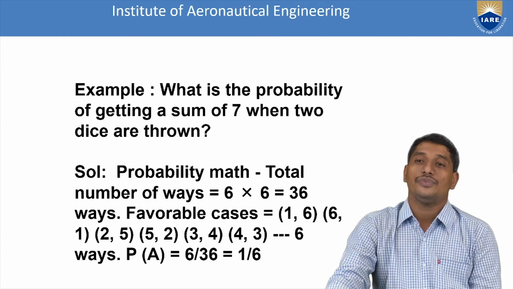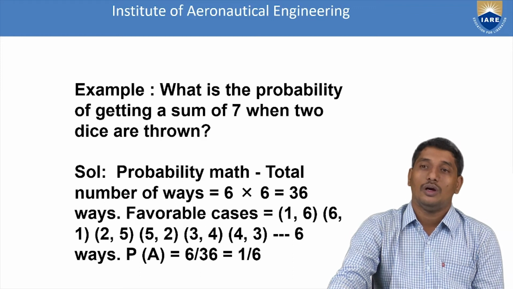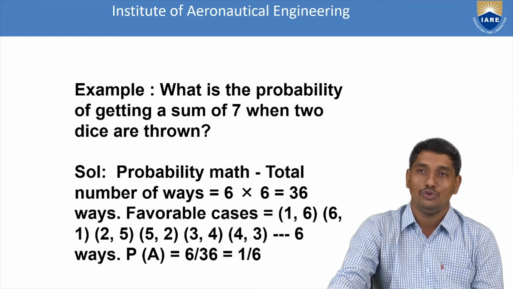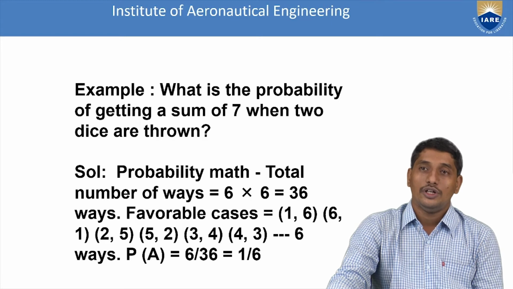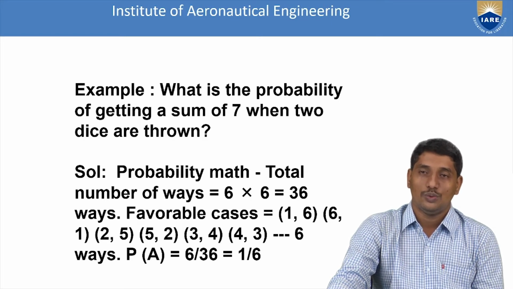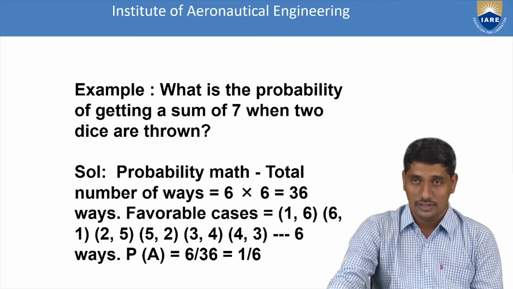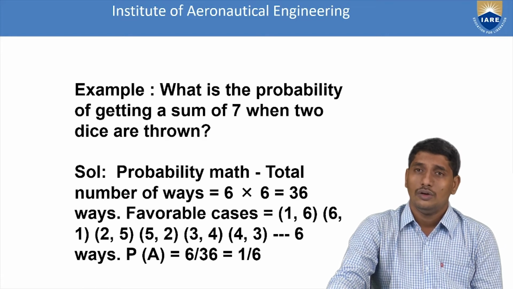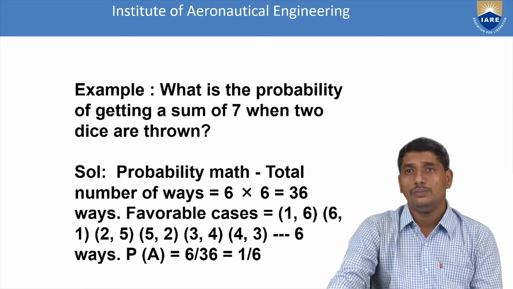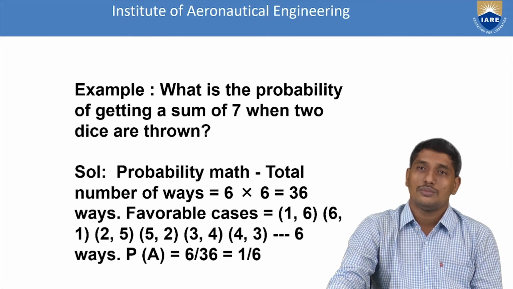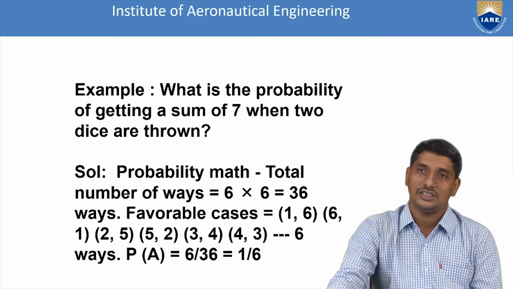If you list them, the pairs will be 1 1, 1 2, 1 3, 1 4, 1 5, 1 6, 2 1, 2 2, 2 3, 2 4, 2 5, 2 6, 3 1, 3 2, 3 3, 3 4, 3 5, 3 6, and so on, up to 6 1, 6 2, 6 3, 6 4, 6 5, 6 6. So there are 36 pairs we can list out. Now that says the total number of outcomes is 36. So n of S is 36.